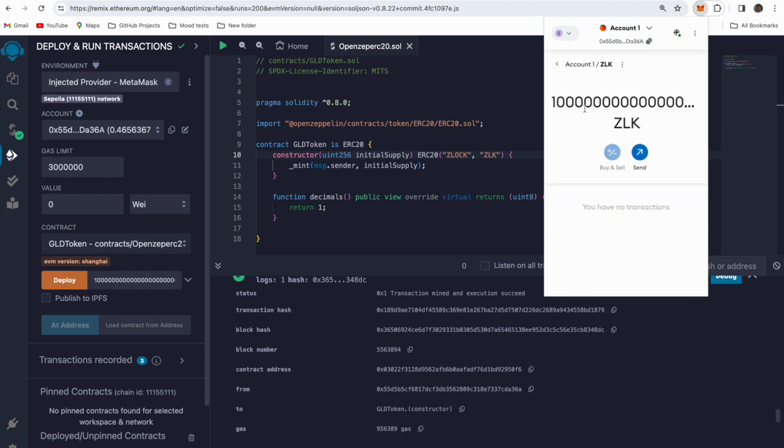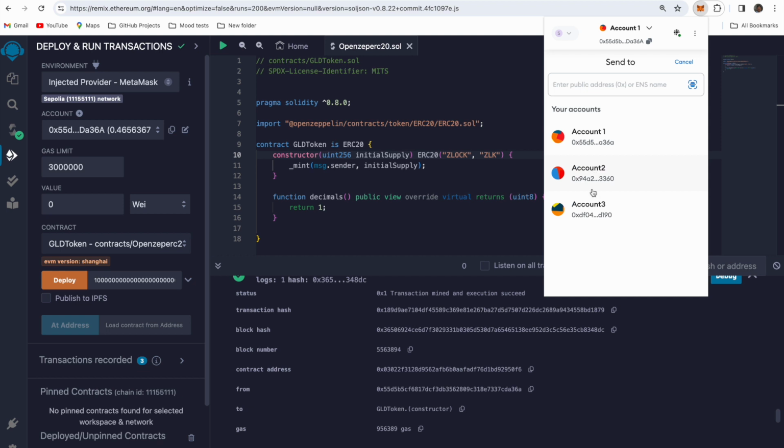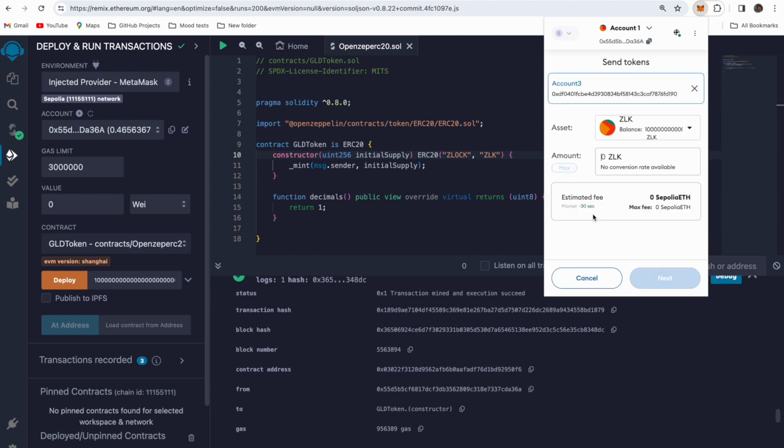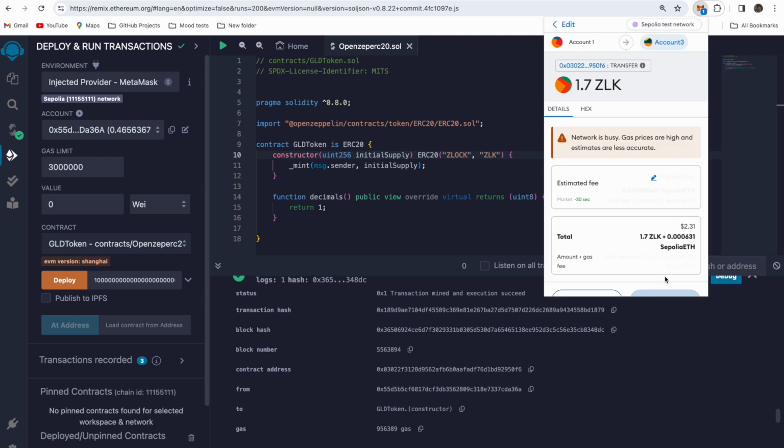I've got ZLK tokens, and I'm sending these tokens to someone, let's say account number 3, and I am sending this account 1 point something. I want to send this many tokens. So after the decimal, notice I've got 1, 2, 3, 4, 5, 6, 7, 8 digits. I will hit next. The moment I hit next, it automatically gets truncated to 1 digit.